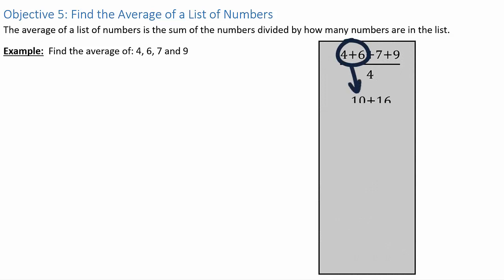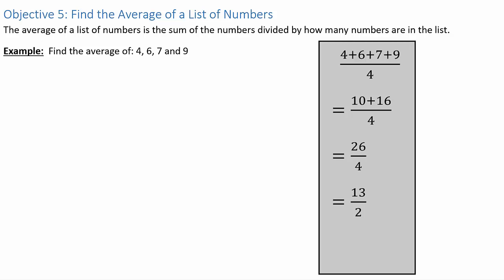4 plus 6 is 10. 7 and 9 is 16. So we add those together. 10 and 16 is 26. So we have 26 divided by 4. 26 fourths. 26 and 4 are both divisible by 2. So 26 fourths reduced to 13 over 2.